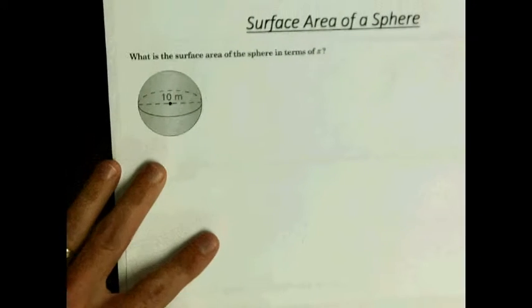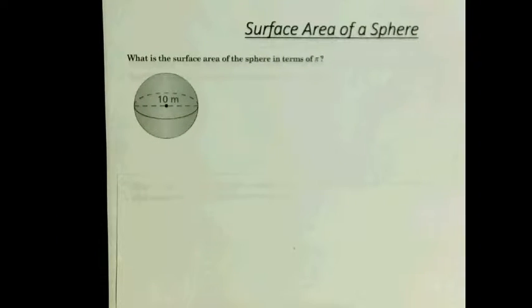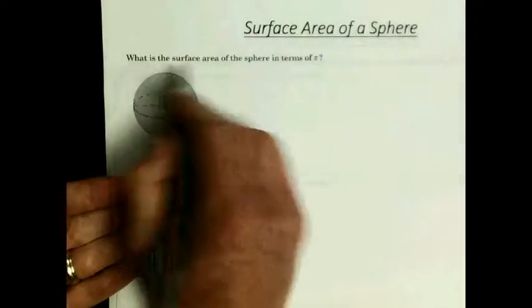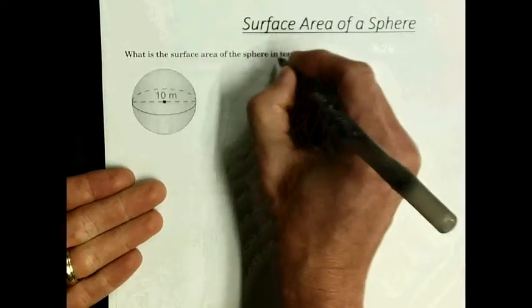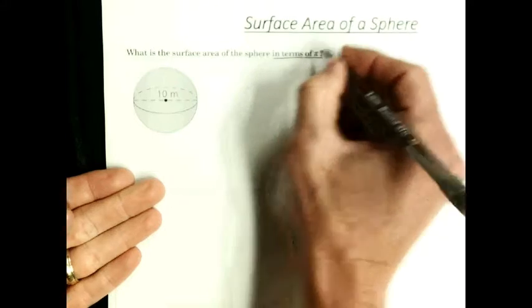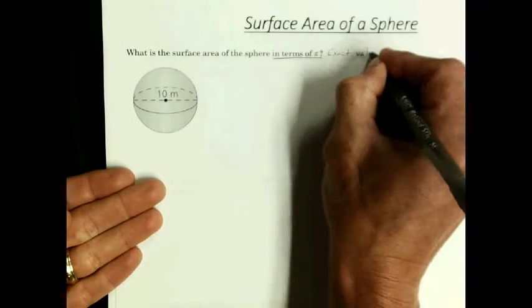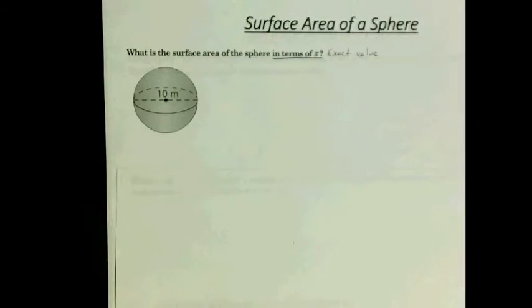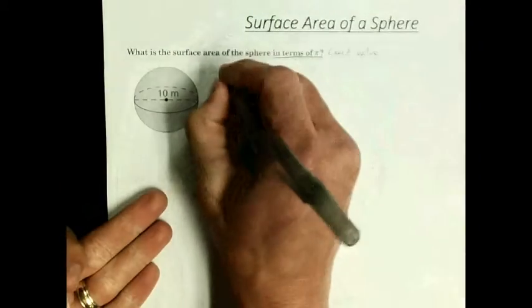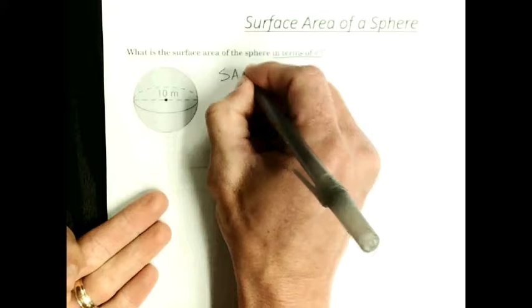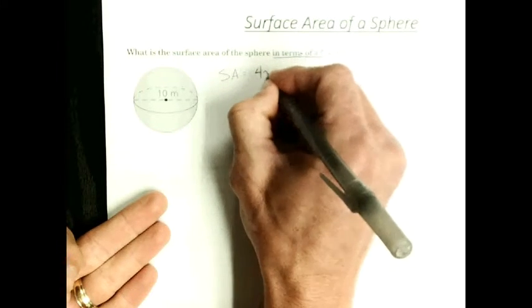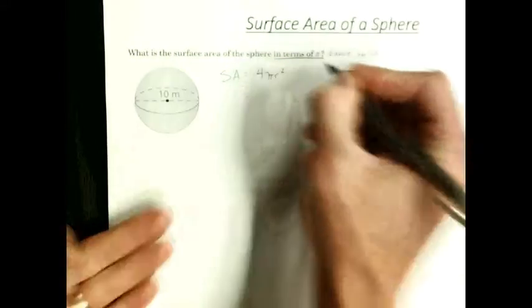The first example deals with surface area of a sphere. So this is a simple question. What's the surface area of the sphere in terms of pi? Okay, so we want an exact value, no rounding. We're going to leave pi by itself, but it's a surface area question, and the formula we just learned, surface area is 4 times pi r squared.